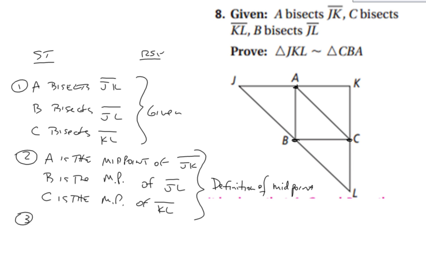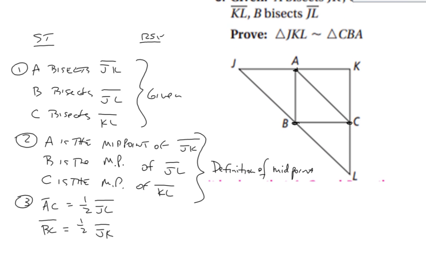Okay, so now let's see what we're going to do. Each of these line segments that joins the midpoints is called a midsegment. So I don't need to say that AC is a midsegment, but I do need to say that line segment AC is 1/2 of line segment JL. And I do need to say that line segment BC is 1/2 of line segment JK.